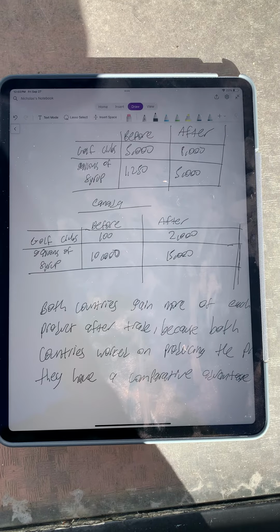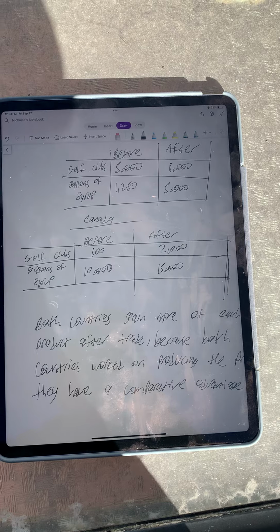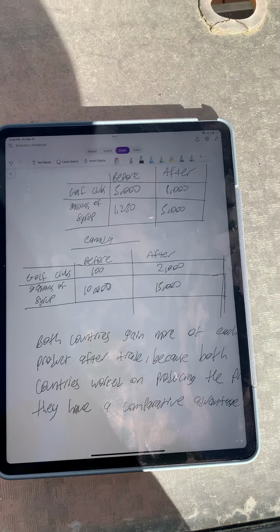Both countries gain more of each product and resource after trade because both countries were producing the product they have a comparative advantage in. I hope this helps with understanding comparative advantage and what effects it has on trade.